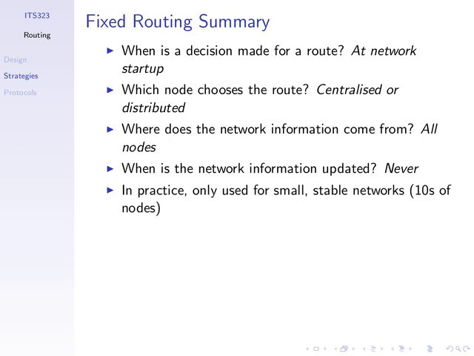When do we update this information? Never, hopefully, unless there's a major change in the network. Assuming that the network stays the same over that 1 year, the routes will stay the same. In practice, this is only used if we have small networks which don't change much, tens of nodes maybe. Maybe in SIT, where we have several different packet switching nodes, maybe 5 or 10, we could use this approach because it doesn't change much. Strategy 3 is almost the same, except we allow the tables to be updated over time. We adapt over time.